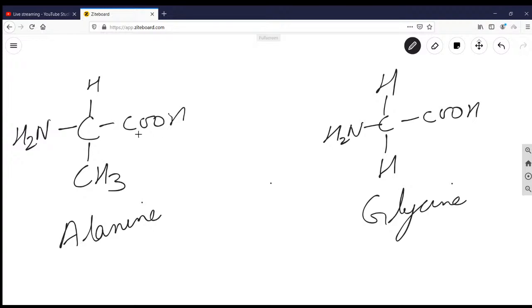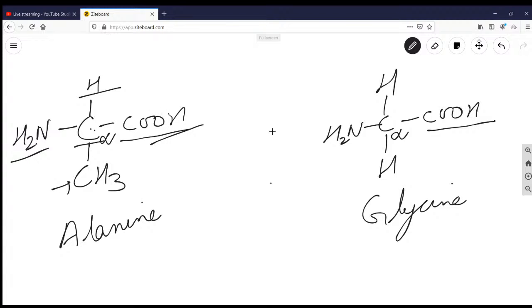So, first of all, we should consider this COOH as the main functional group. The first carbon attached is the alpha carbon, C alpha. This is the central carbon. Now, look at this central carbon. There are 4 different groups attached to it. CH3 is different, NH2 is different, H is different, COOH is different. So all 4 groups are different.